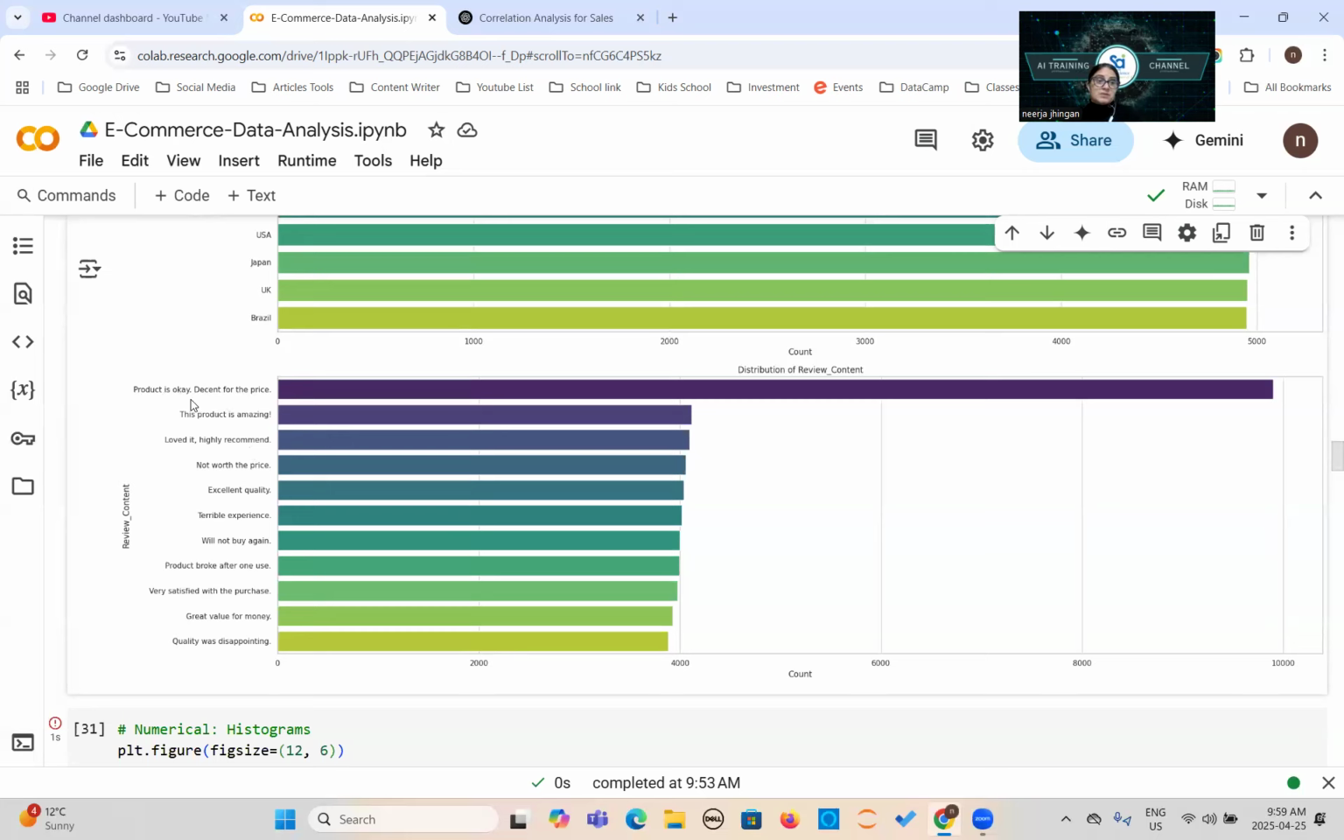Right now, product is okay, decent for the price. So this means your stakeholder will understand the prices are genuine, right? So the customers are buying products more, most of the time, from your store because your prices are genuine, right? So this will be very helpful.